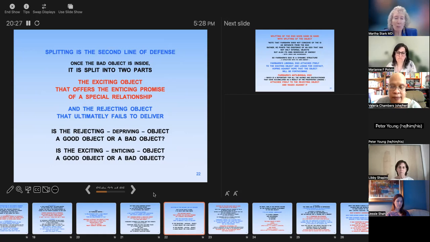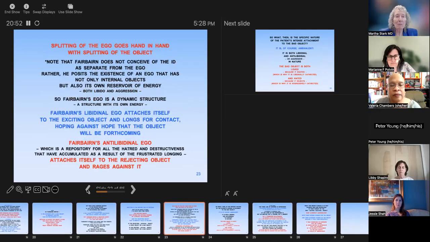Is the rejecting, depriving object a good object or a bad object? Yeah, you got that one right. It's a bad object. The second one, is the exciting, enticing object a good object or a bad object? Bad object also. And this is where it's so different from Kernberg. Kernberg has a good object that is libidinally cathected and a bad object that is aggressively cathected, whereas Fairbairn has the bad object split into exciting and rejecting, libidinal for one, rejecting, anti-libidinal for the other, attaching to the bad object.